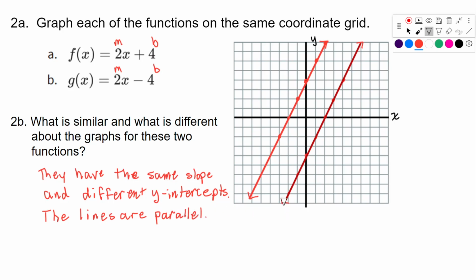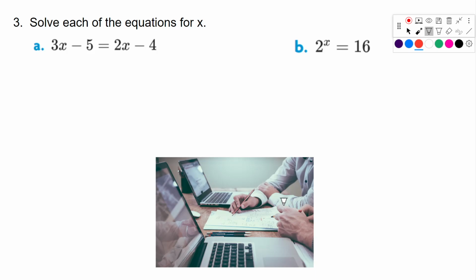And let's take a look at number 3 for the retrieval. Number 3 is to solve each of the equations for x. A is a linear equation. X doesn't have a power of 2 on it, so that's what makes it a linear equation, or any other power on the x, I should say.